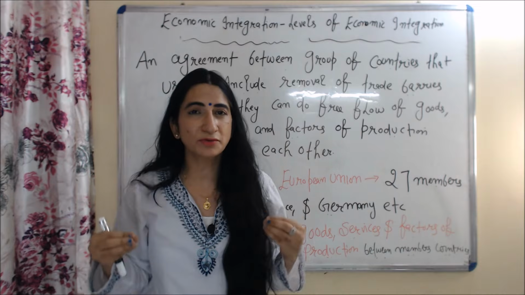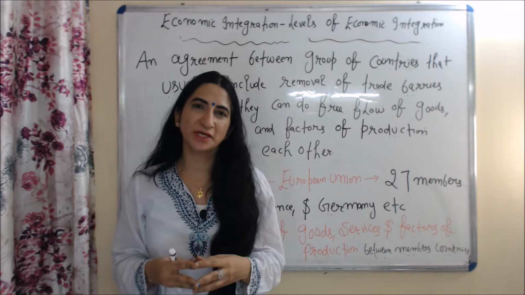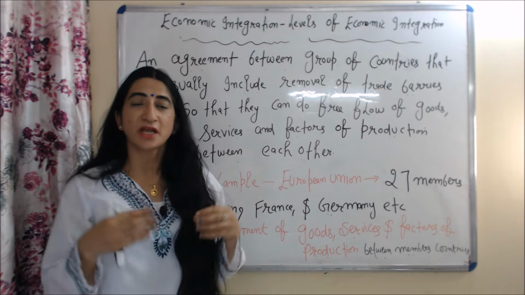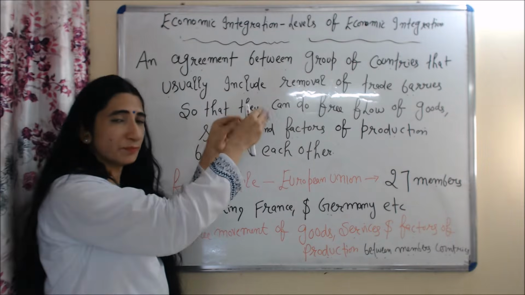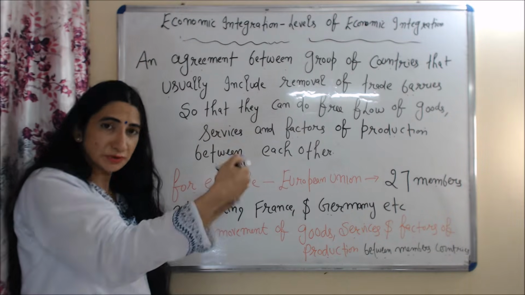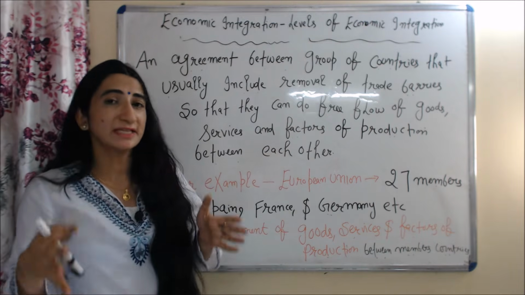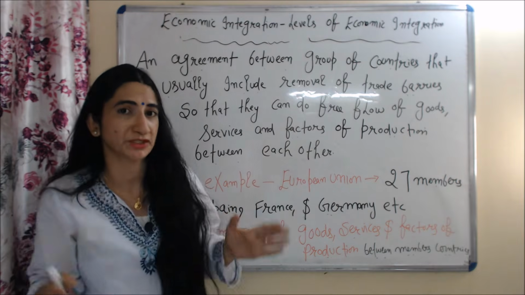Today we are going to talk about economic integration and levels of economic integration. So what is economic integration? Economic integration is an agreement between a group of countries that usually includes removal of trade barriers so that they can do free flow of goods, services and factors of production.